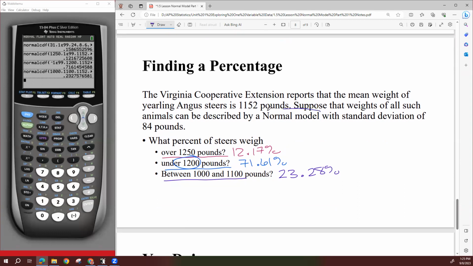It is important to point out that for our normal model, we must know that this data is distributed normally. And we could actually use this notation that we have a normal distribution with mean 1,152 and standard deviation of 84. You might see it that way. So this is the mean and this is the standard deviation. And this means we have normal distribution.